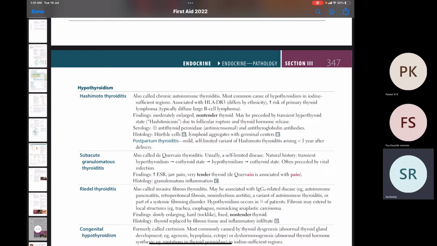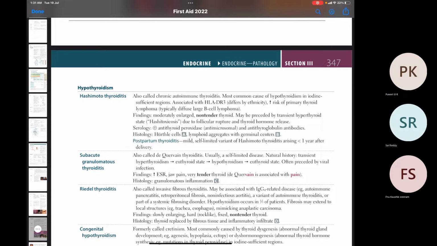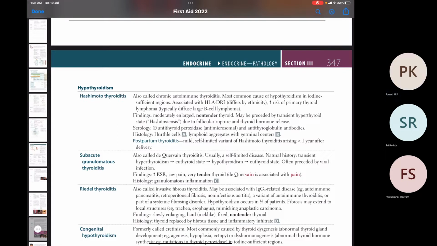Patients complain of dysphagia. If there is esophagus involvement, there will be dysphagia. Dyspnea: if it involves the trachea, there'll be dyspnea. Hoarseness of the voice is due to recurrent laryngeal nerve involvement. So your symptoms are dysphagia, dyspnea which can also lead to stridor, and hoarseness of voice due to involvement of the recurrent laryngeal nerve.